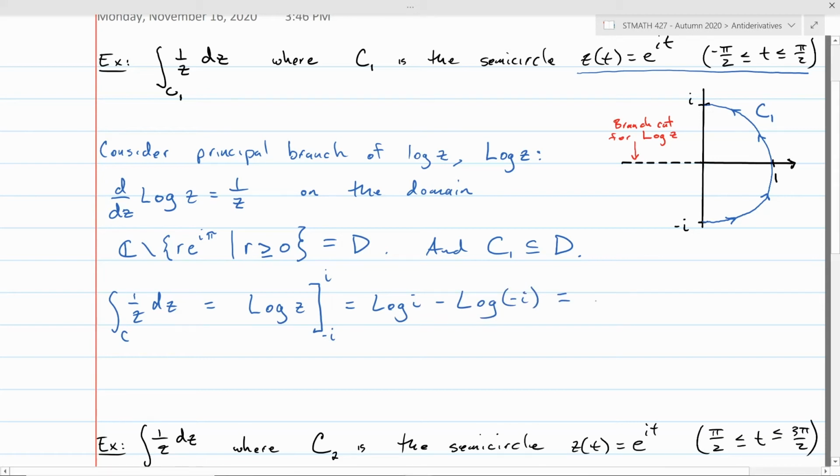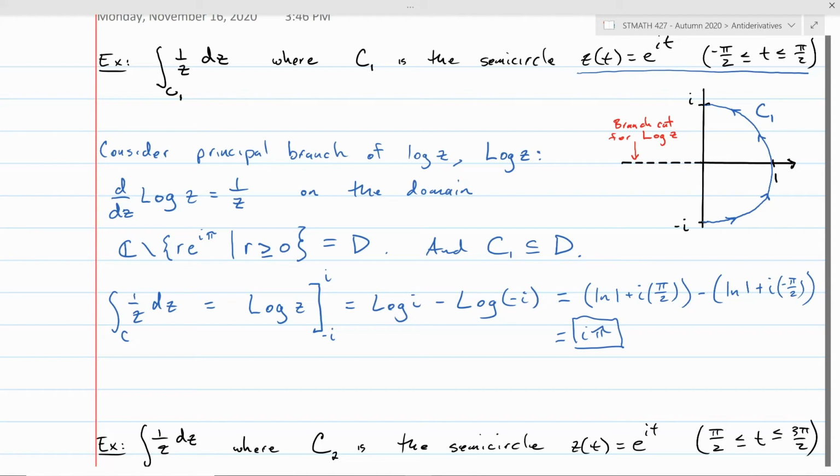For log i, you do natural log of the modulus, which is 1, so you just get 0 there, plus i times the argument of i. If we're restricting between negative pi and positive pi, the argument would be pi over 2. Minus, then you do natural log of the modulus of negative i, which is also 1, plus i times the argument for negative i, which would be negative pi over 2 using the principal logarithm, for a grand total of i times pi.